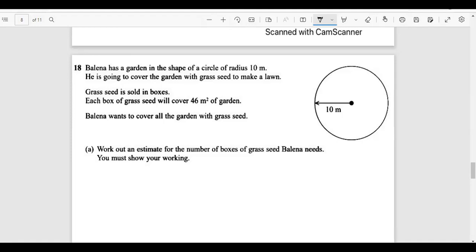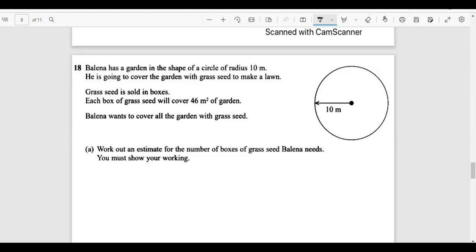46 times 8 equals. 6 times 8 is 48. Oh wait, let me see, 46 times 7. 6 times 7 is 42. It's 7 boxes. Is it 7 boxes? Okay, exactly. Okay, let's write it down as 7 boxes. Is that wrong? No, that is correct.